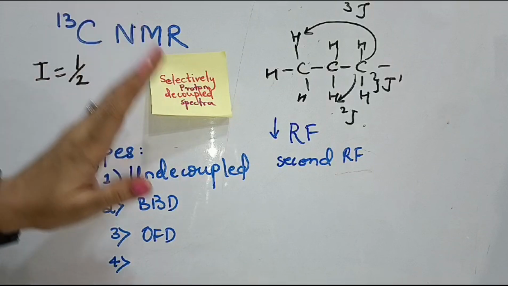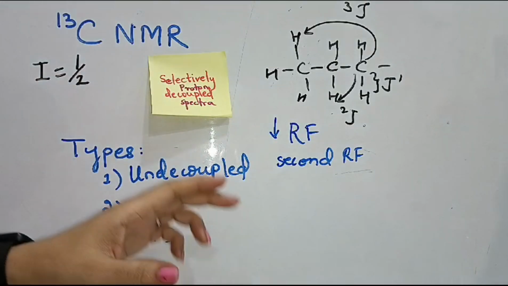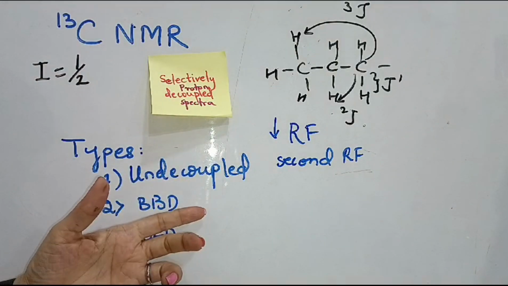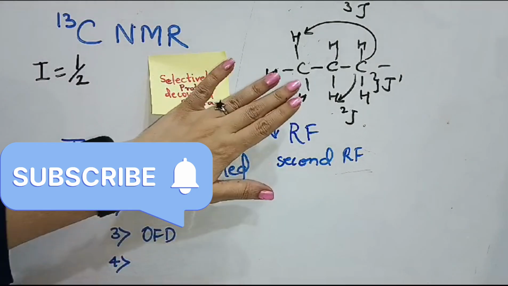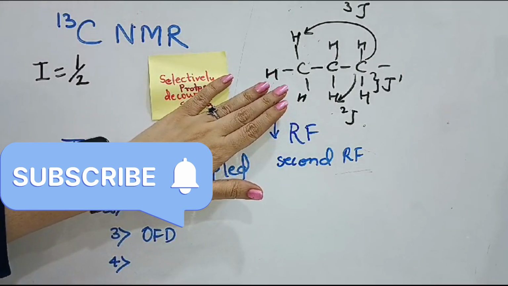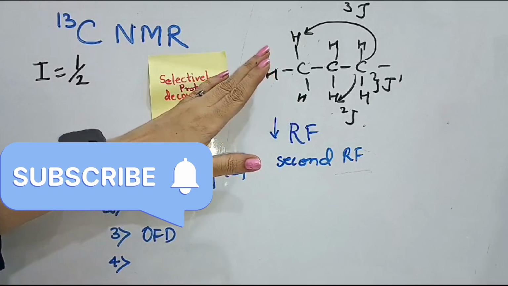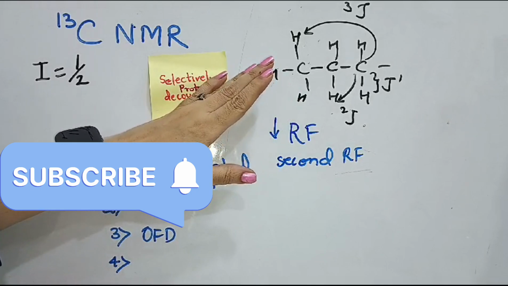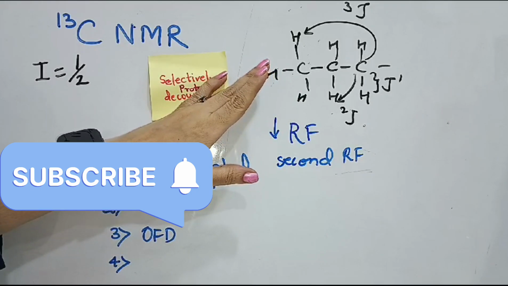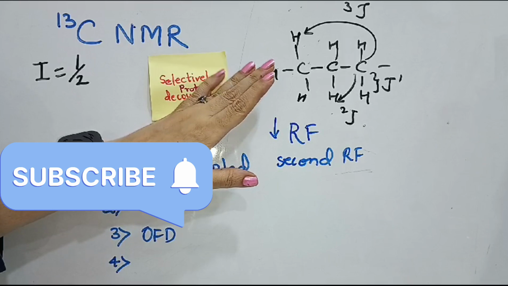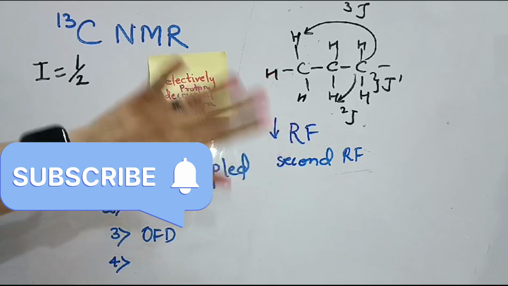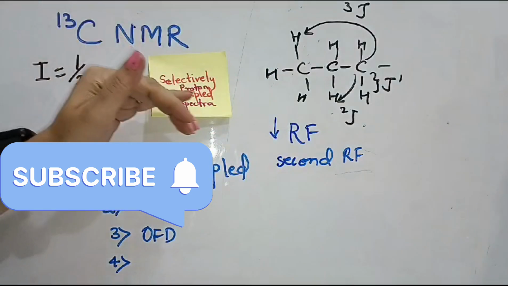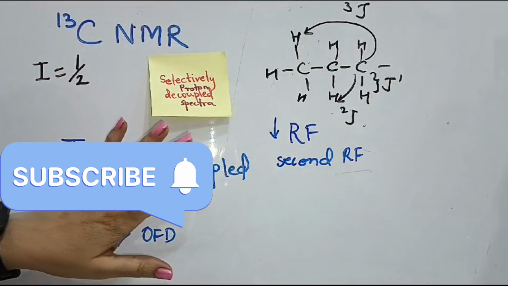This type of irradiation causes the selected group of protons to undergo rapid transitions. Therefore, the carbon nucleus to which these protons are attached will be able to see only the average spin states of the attached protons. This results into a singlet and the splitting pattern of other carbons in the molecule is not affected. Now let us see this with an example.